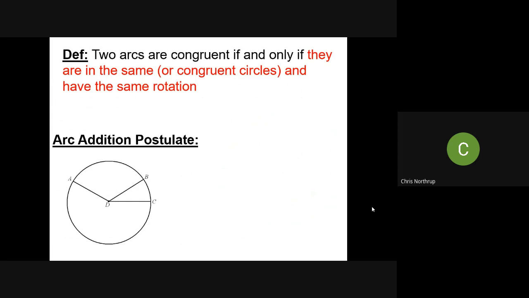Lastly, we're going to add the measures of arcs together. This is really just the same as the angle addition postulate. This is called the arc addition postulate. So if I take two adjacent arcs, like arc AB and BC, those are both minor arcs. If I add their rotations, I get the rotation of arc AC. So that's how we're going to use basically the angle addition postulate, but in the context of circular arcs. That should do it for 10.2.